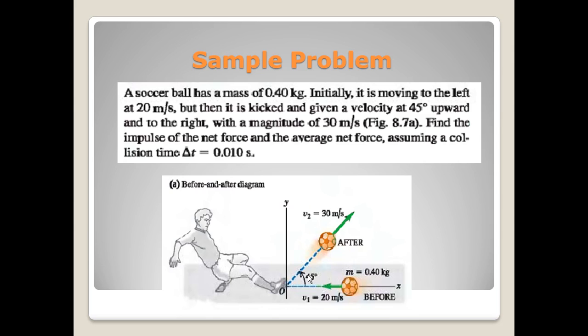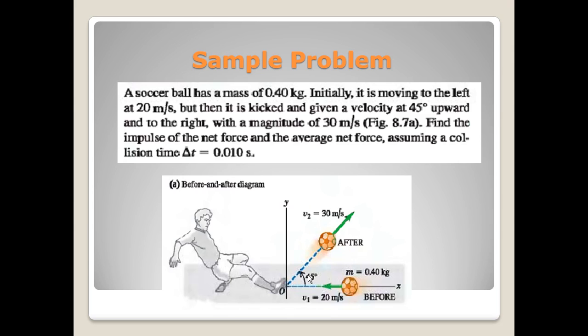Okay, now next is to compute for the net force. Simply, once you have computed for the impulse, we simply divide that by the given time interval. The given time is 0.010 seconds. So we divide 16.49 by 0.01 seconds. That gives us 1,649 newtons.